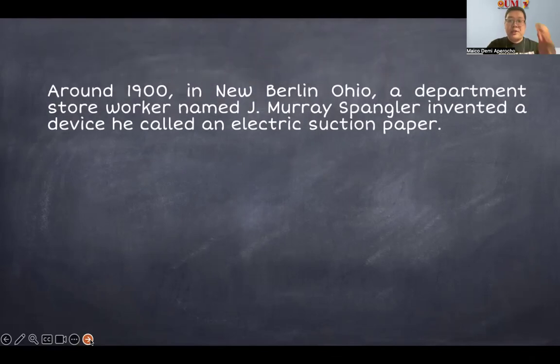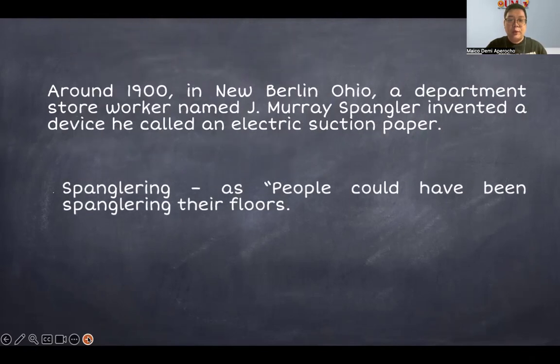Now, around 1900 in New Berlin, Ohio, a department store worker named J. Murray Spangler invented a device called an electric suction sweeper. So, I don't know if you're familiar with the word spanglering, as in the sentence, people could have been spanglering their floors. There is a specific meaning attached to the word spanglering.